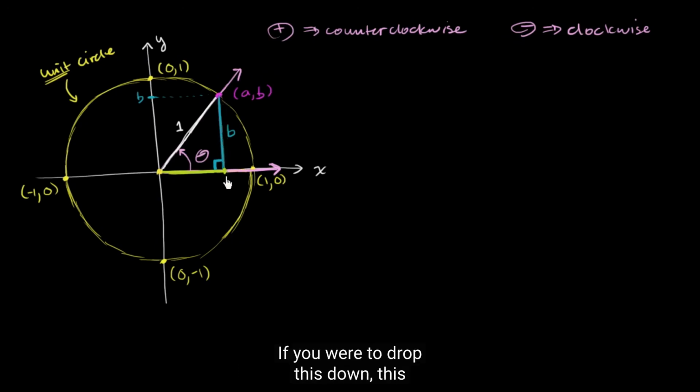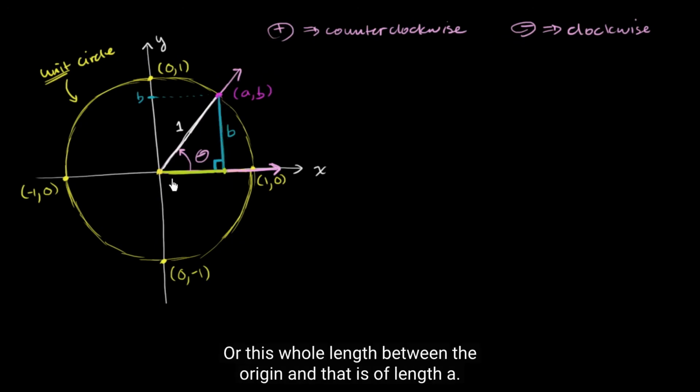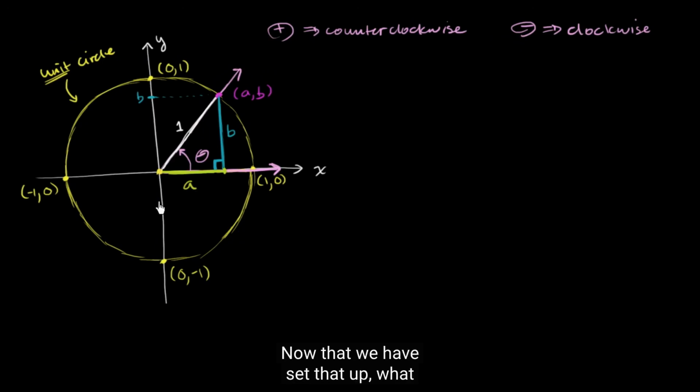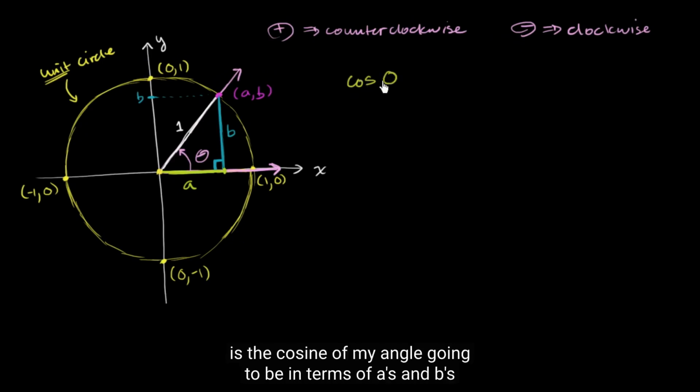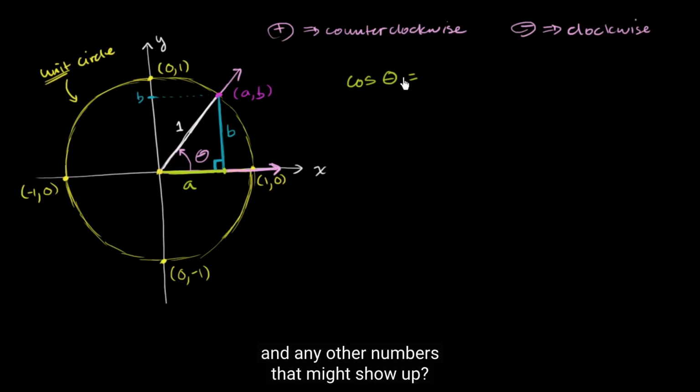If you were to drop this down, this is the point x is equal to a, or this whole length between the origin and that is of length a. Now that we have set that up, what is the cosine? Let me use the same green. What is the cosine of my angle going to be in terms of a's and b's and any other numbers that might show up?